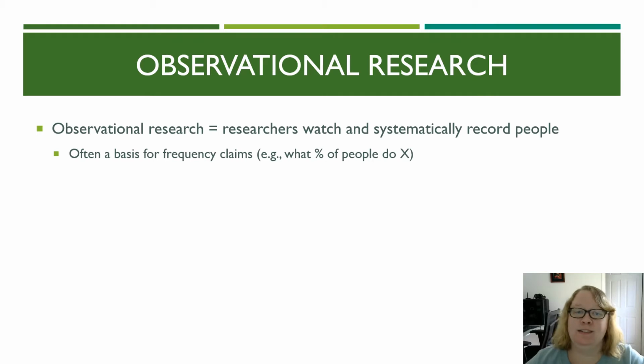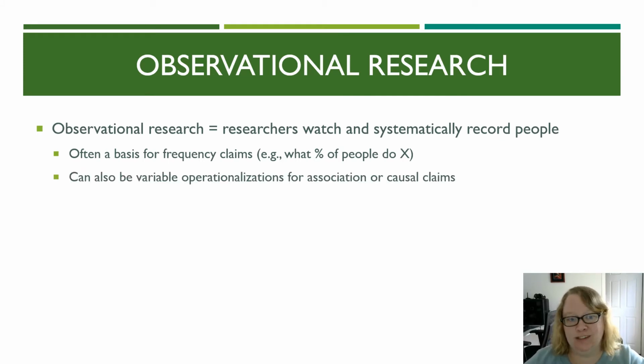And this is often a basis for frequency claims. So what percent of people do X? Technically speaking, if you think way back to Milgram, when we read the Milgram shock study, that was actually an observational study, right? It wasn't self-report, it wasn't physiological, it was observational. Researchers were observing at what button in that shock machine would people stop and refuse to keep obeying. And if you might recall, that Milgram study was a frequency claim. It was saying 65% of people obeyed up to the maximum level on the shock machine. So observational research often is, but not always, a basis for frequency claims.